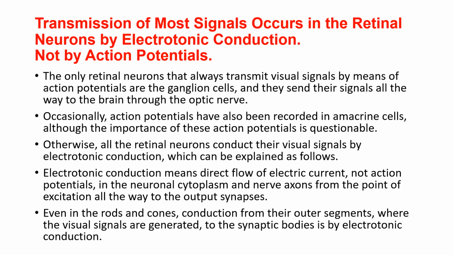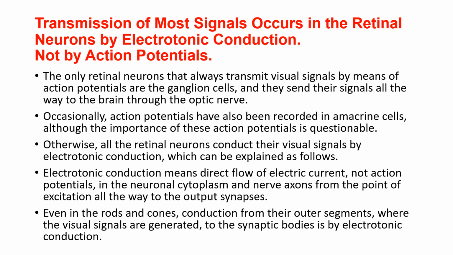Transmission of most signals occurs in the retinal neurons by electrotonic conduction, not by action potentials. The only retinal neurons that always transmit visual signals by means of action potentials are the ganglion cells, and they send their signals all the way to the brain through the optic nerve. Occasionally, action potentials have also been recorded in amacrine cells, although the importance of these action potentials is questionable. Otherwise, all the retinal neurons conduct their visual signals by electrotonic conduction, which can be explained as follows.